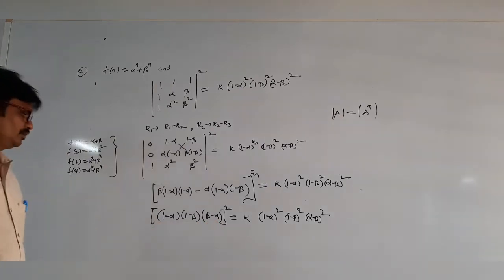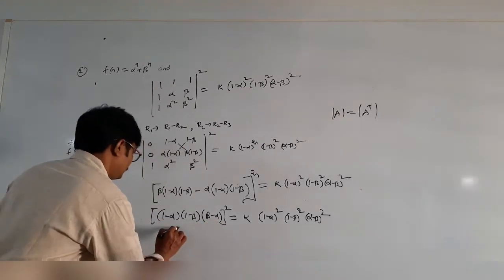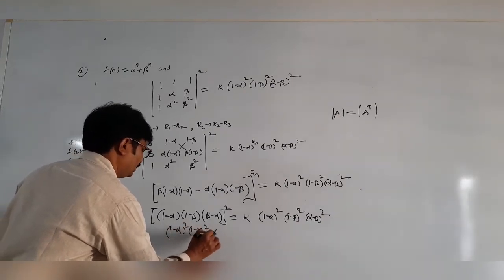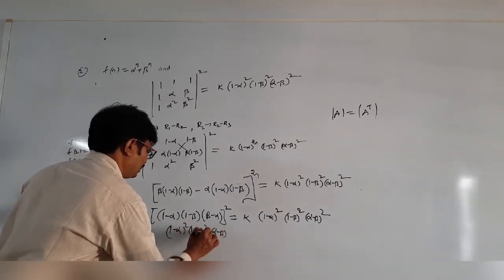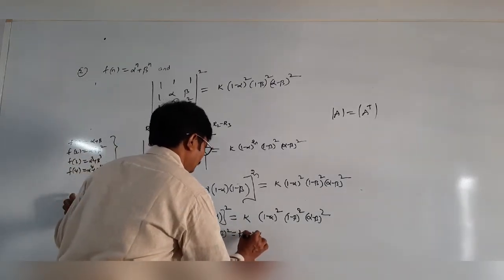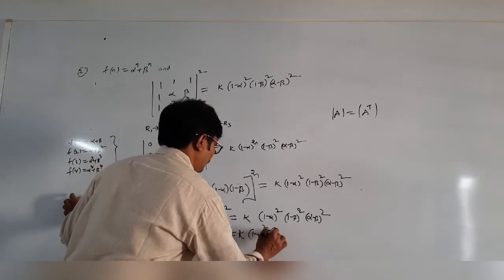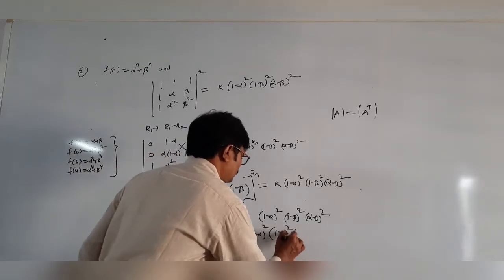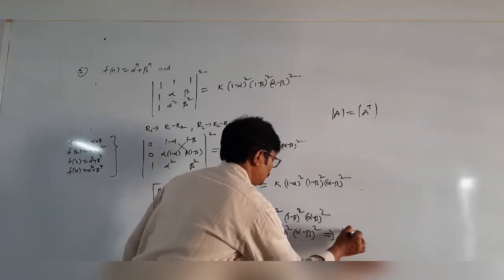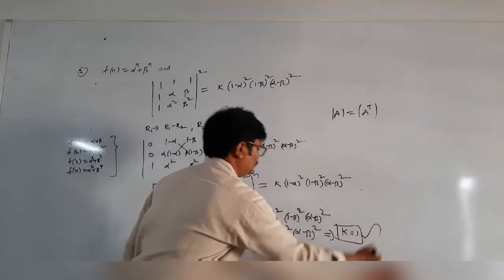Yes, sir. Therefore now this is equal to 1 minus alpha whole square, 1 minus beta whole square, either alpha minus beta or beta minus alpha whole square. K equal to 1 minus alpha whole square, 1 minus beta whole square, alpha minus beta whole square. From this, the value of k is 1.